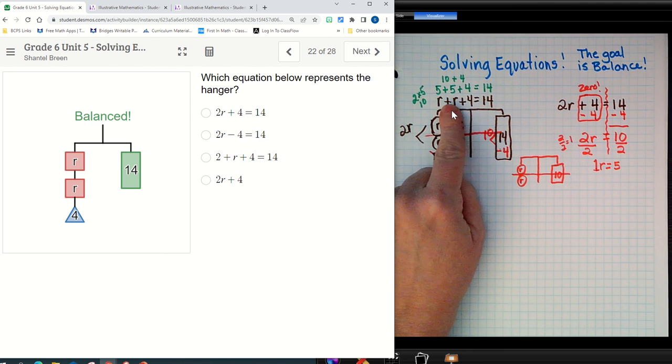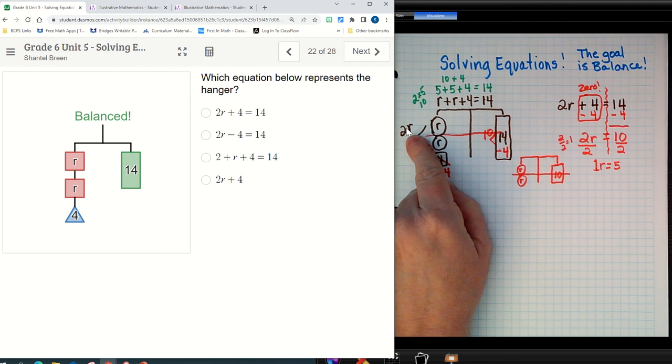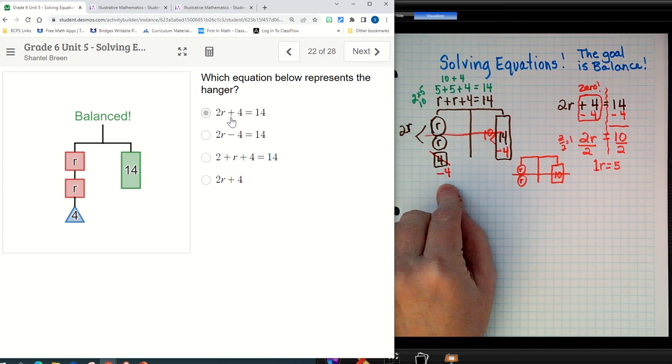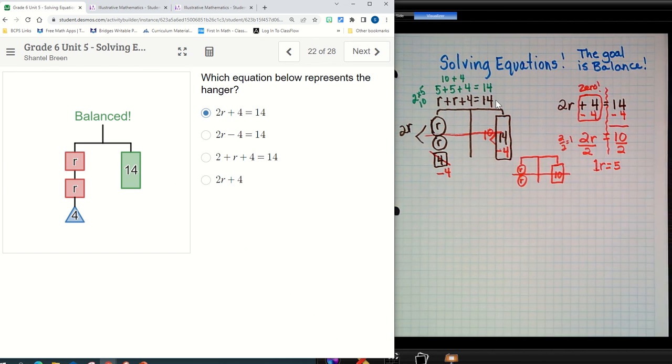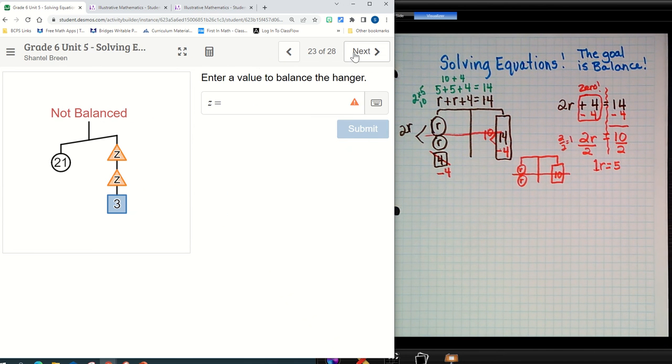I have R plus R. Well, remember, R plus R is the same as 2 R's. How many R's do I have? 2. 2 R's plus 4. There it is. And then the 14 part is easy because that's all we have on the other side, 14. All right, we're going to do one more.